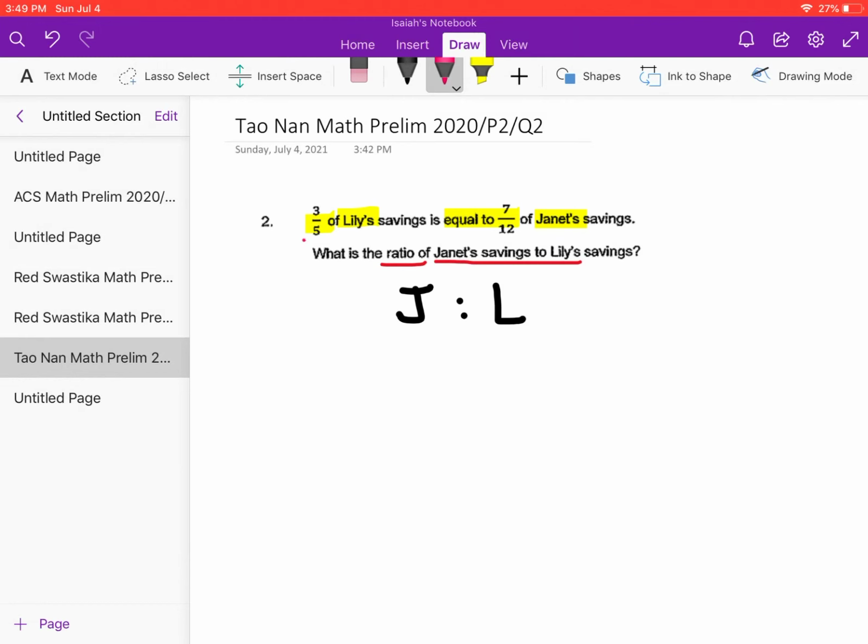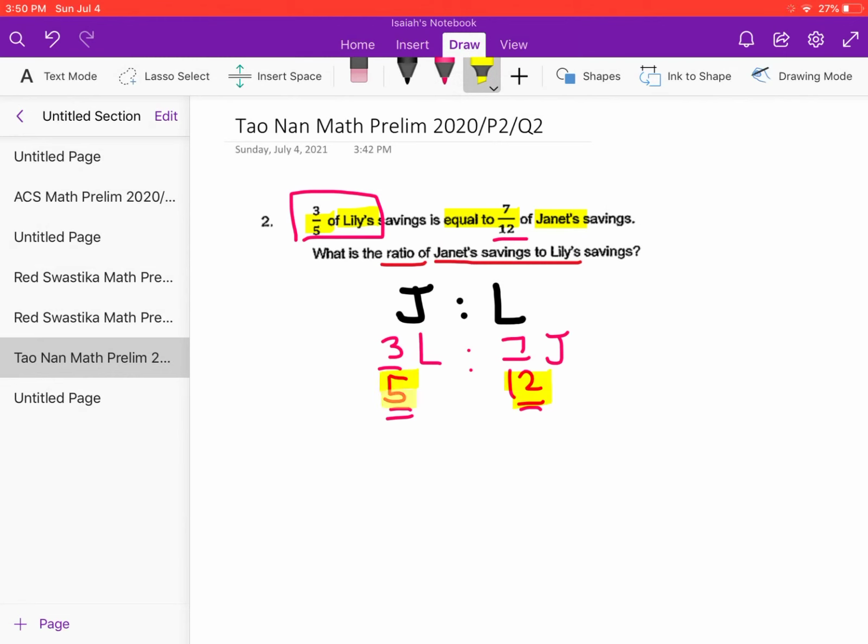So how much does Janet have? In terms of Lily's savings, Janet will have 3/5 of Lily's. And what about Lily? Lily's savings will be 7/12 of Janet's. So under Lily, I will put 7/12 of Janet's savings. Because they actually saved different amounts, the total number of parts is different for the both of them.